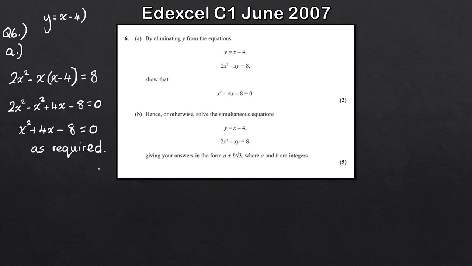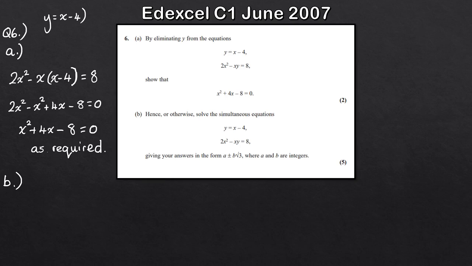For part B then, again, I think this one looks a little bit more complicated because the required form of the answer is a plus or minus b root 3, where a and b are integers. This is a little bit different to what we've seen so far, but like you'll see, when we go to solve this, it's not too bad. So part B says hence or otherwise. So hence is a big clue. We're going to use part A to solve part B.